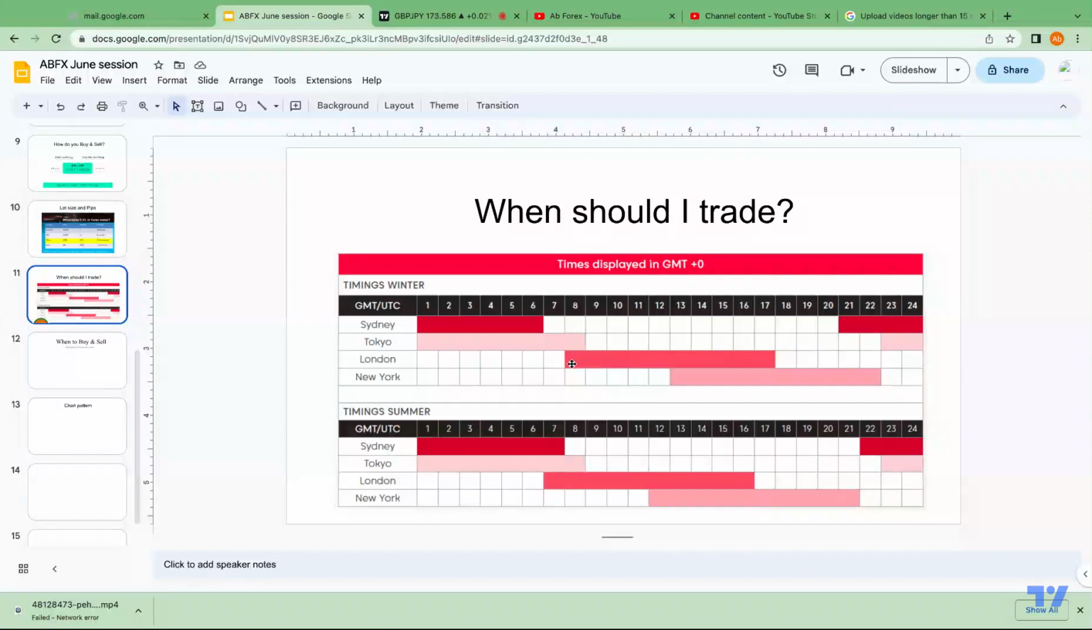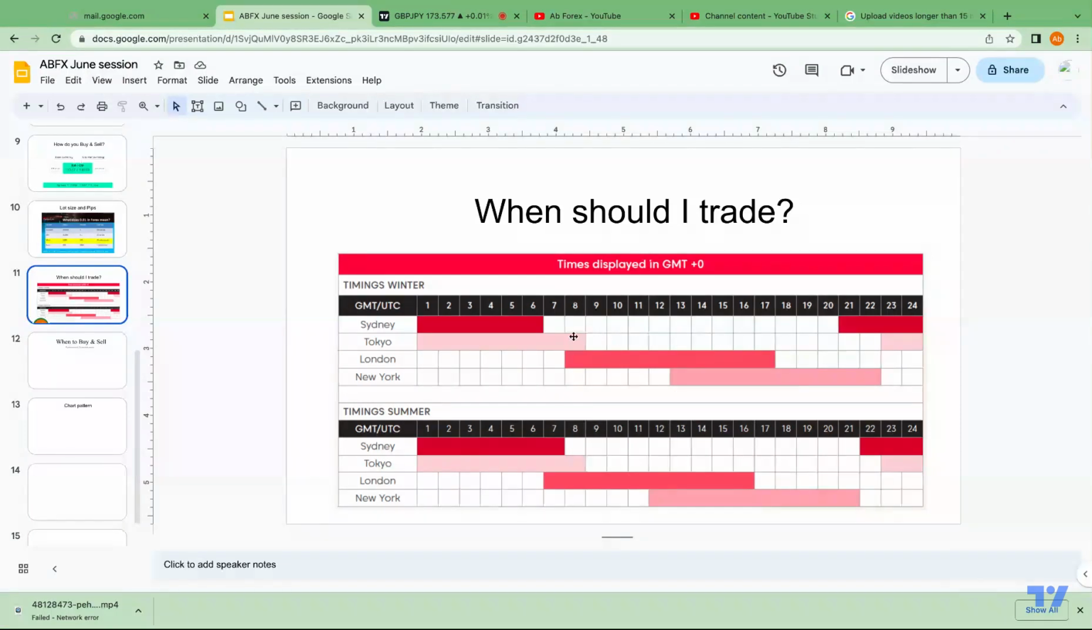The London session opens at 8 a.m. in the morning, GMT plus zero, and it closes at 5 p.m. Now the New York session opens at 1 p.m. and closes at 10 p.m. And you see there are some overlaps here.